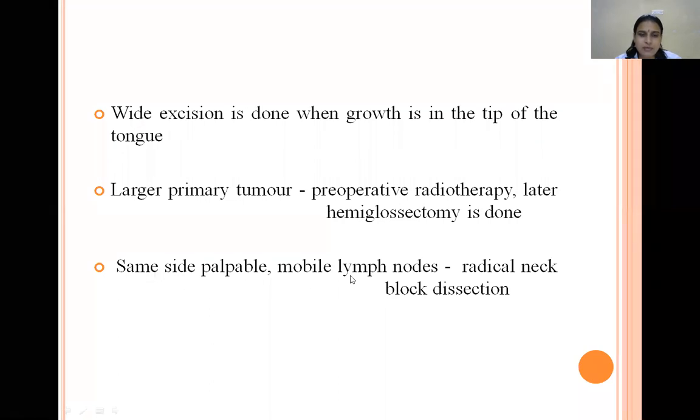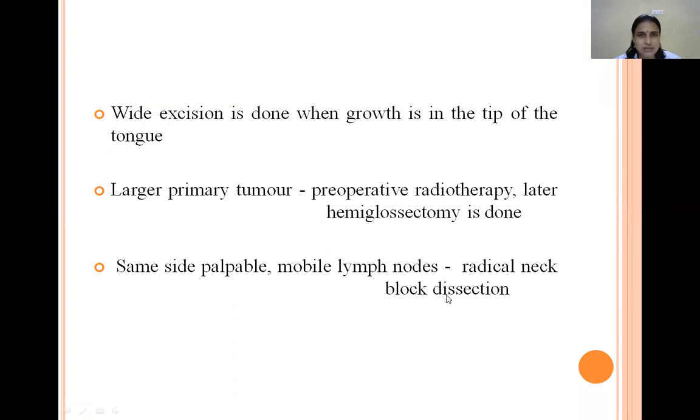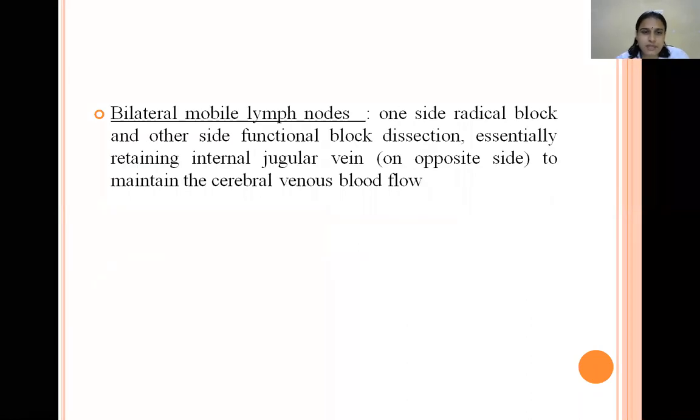Same side palpable mobile lymph nodes, then you have to do a radical neck dissection. Modified radical neck dissection, or radical neck dissection on the same side. If opposite side lymph nodes are also involved, then you have to do radical neck dissection on the involved side and functional neck dissection on the opposite side. Again, bilateral mobile lymph nodes, one side radical neck dissection, other side functional dissection, wherein you have to preserve the internal jugular vein so as to maintain the cerebral blood flow.